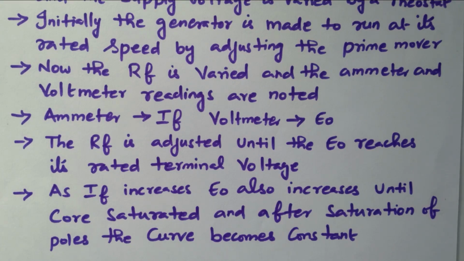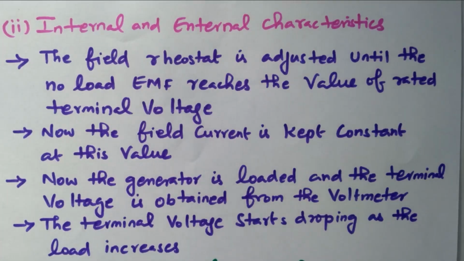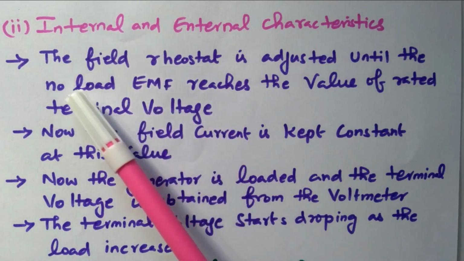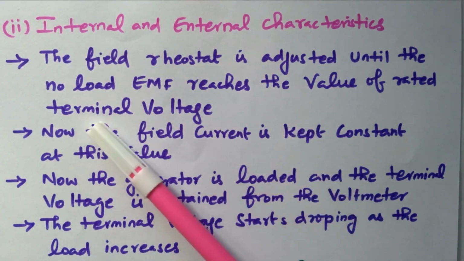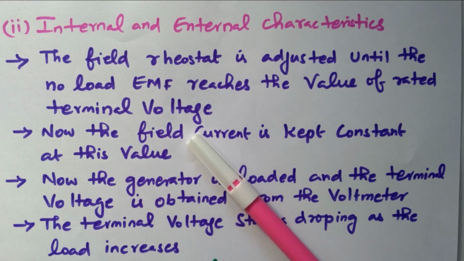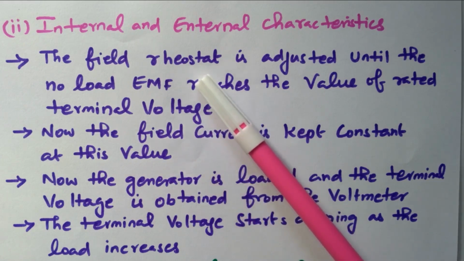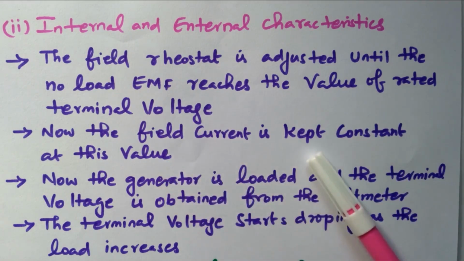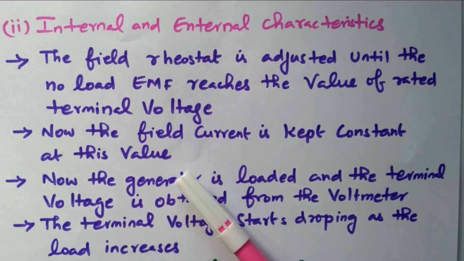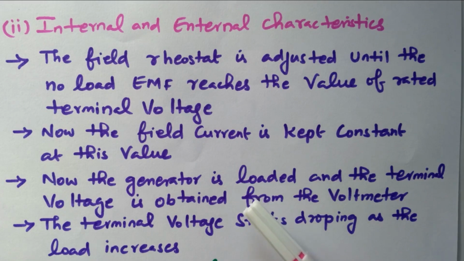Now we'll go to the internal and external characteristics. In internal and external characteristics, the field rheostat is adjusted until the no load EMF reaches the value at the rated terminal voltage. After that, the field current is kept constant at this value. Thereafter, we are not varying the field current. Now the generator is loaded, because the first characteristic was the no load characteristic, and internal and external characteristics are loaded characteristics.